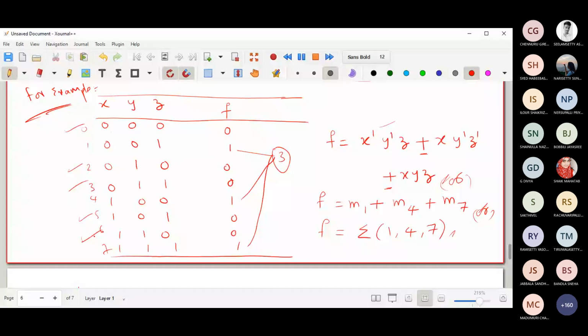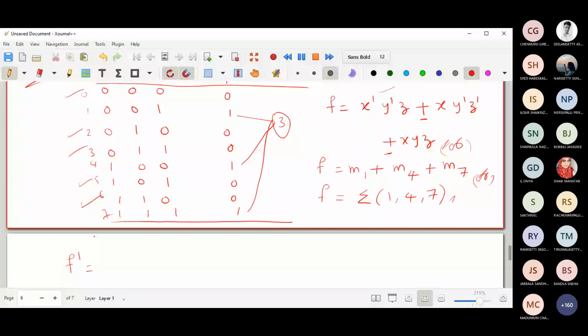For minterms, you can just write f equal to summation of 1, 4, 7. In order to get max terms, the first step is we have to write f bar. Why f bar? Because we are moving from 1 to 0, complementing. You need to complement, which means the ones are over. Next you have to go for zeros.